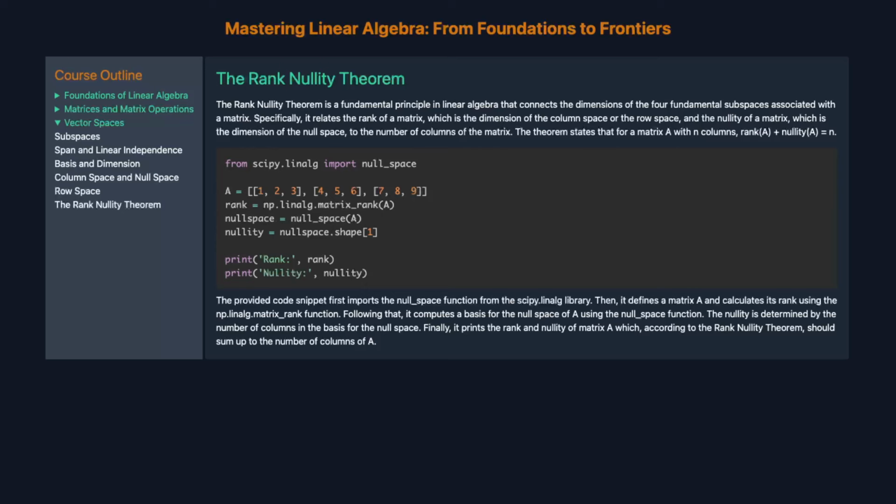The provided code snippet first imports the null_space function from the scipy.linalg library. Then, it defines a matrix A and calculates its rank using the np.linalg.matrix_rank function. Following that, it computes a basis for the null space of A using the null_space function. The nullity is determined by the number of columns in the basis for the null space. Finally, it prints the rank and nullity of matrix A, which, according to the Rank-Nullity Theorem, should sum up to the number of columns of A.